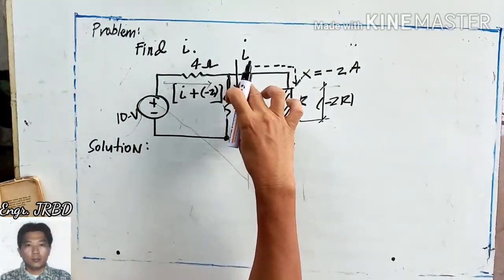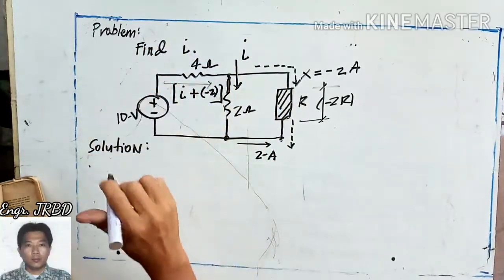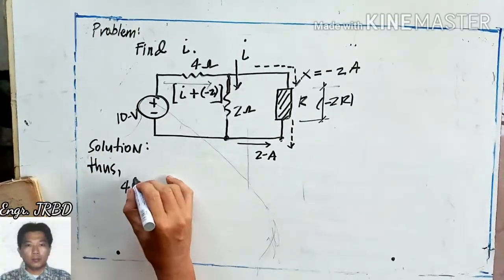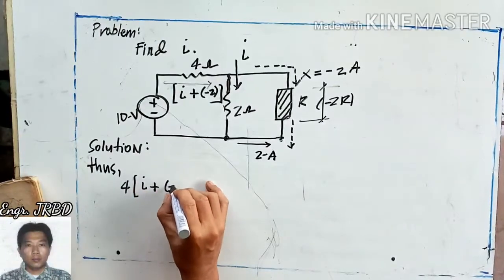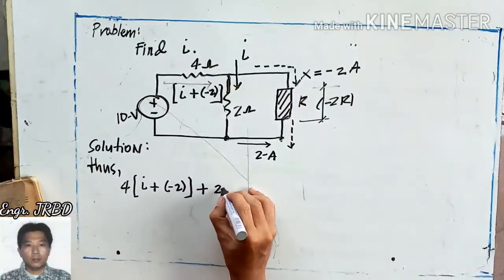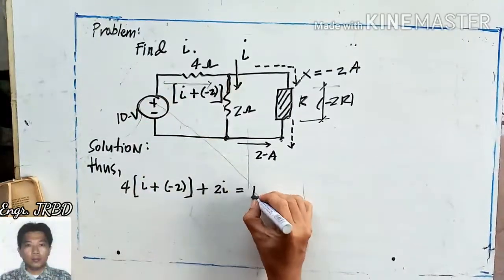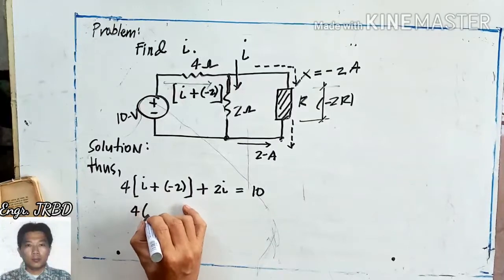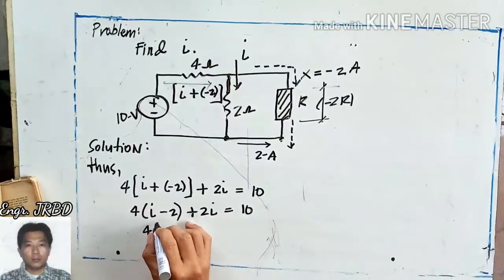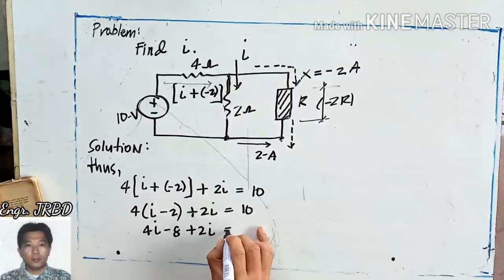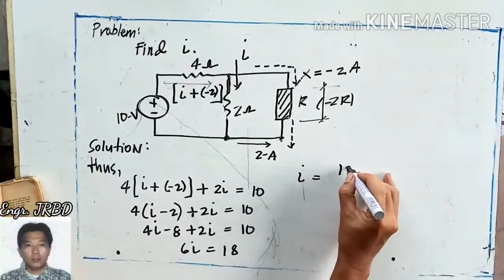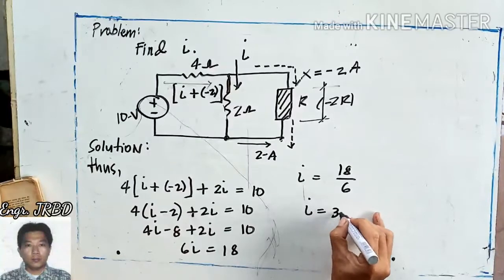The voltage across your 2 ohms plus the drop across your 4 ohms is the supply voltage of 10 volts. That is 4 times I plus negative 2 plus the voltage drop here according to Ohm's law is 2I. And that is equivalent to the total supply voltage of 10 volts. So this is 4 times I minus 2 plus 2I is 10. If we simplify, that is 4I minus 8 plus 2I is 10. 6I is 18, correct? So I is 18 all over 6. So your I is 3 amperes.